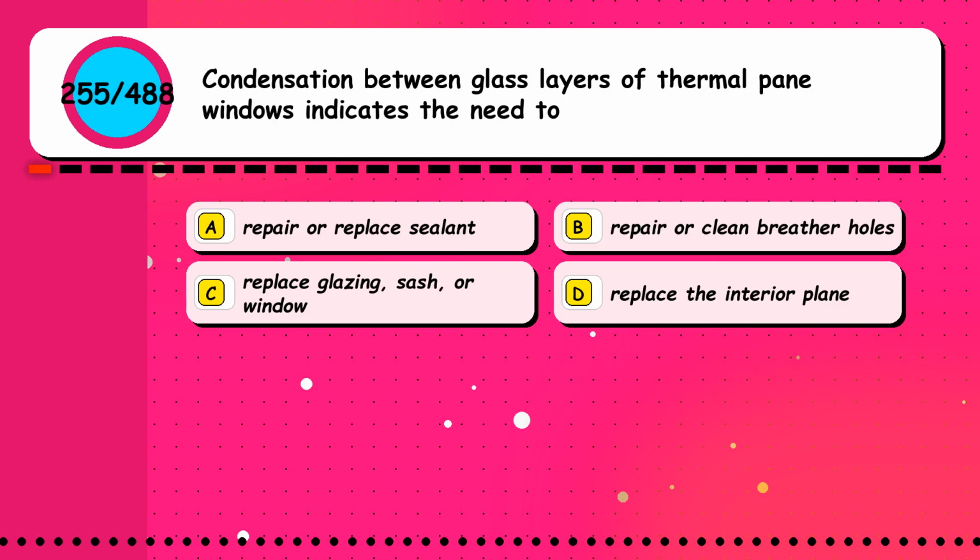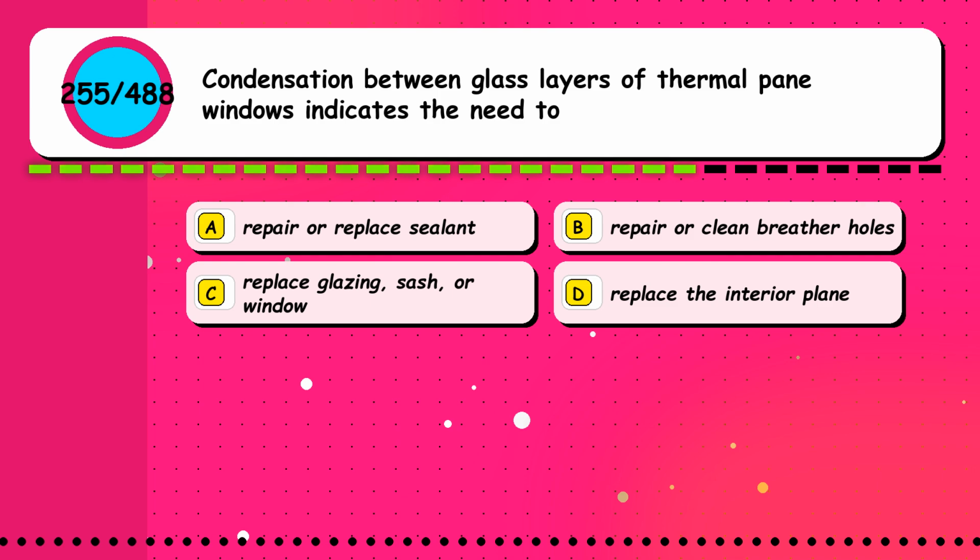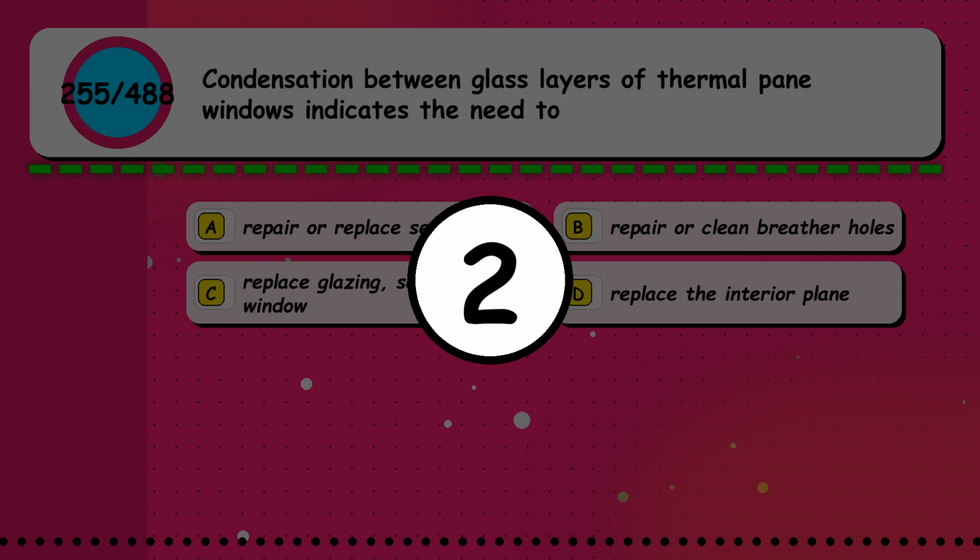Question 255. Condensation between glass layers of thermal pane windows indicates the need to: Option A. Repair or replace sealant. Option B. Repair or clean breather holes. Option C. Replace glazing, sash, or window. Option D. Replace the interior plane.